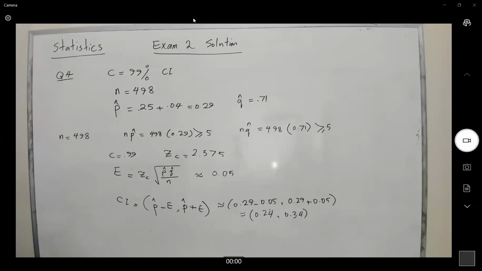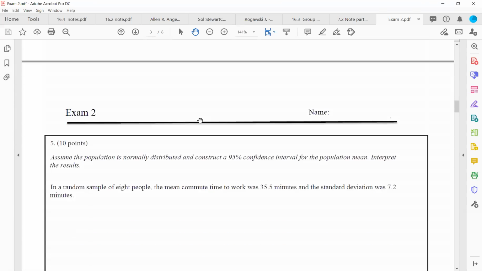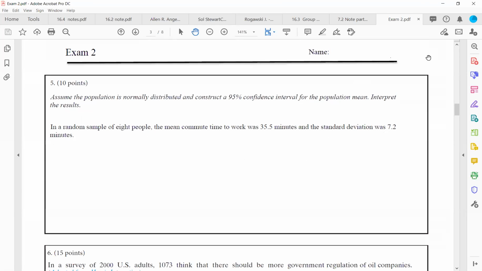Let's take a look at question 5. Question 5 says, assume the population is normally distributed and construct a 95% confidence interval for the population mean and interpret the result. In a random sample of 8 people, the mean commute time to work was 35.5 and the standard deviation was 7.2. So let's write down this information on the board.